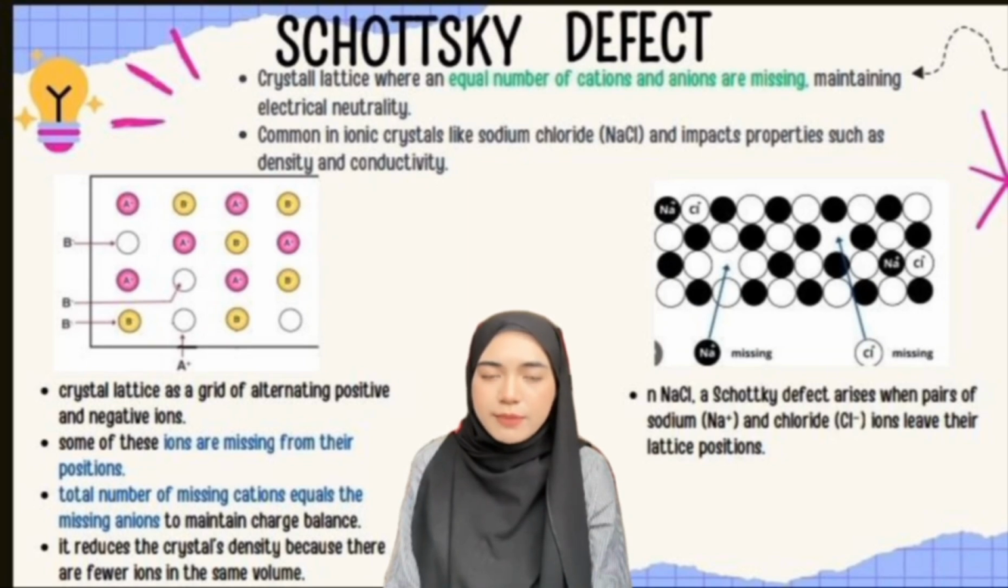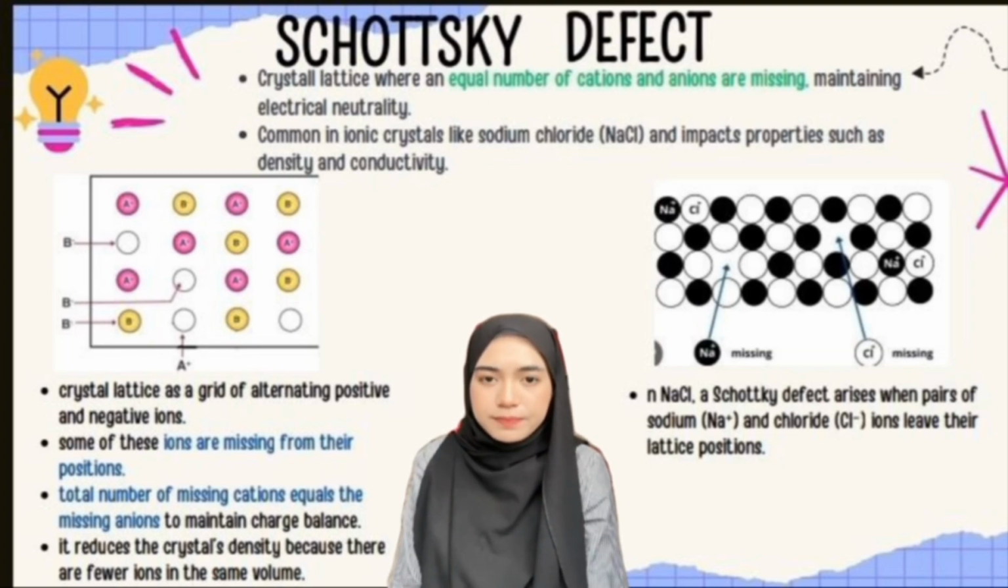Schottky defect is a type of point defect in a crystal lattice where an equal number of cations and anions are missing, maintaining electrical neutrality. This defect is common in ionic crystals like sodium chloride and impacts properties such as density and conductivity.